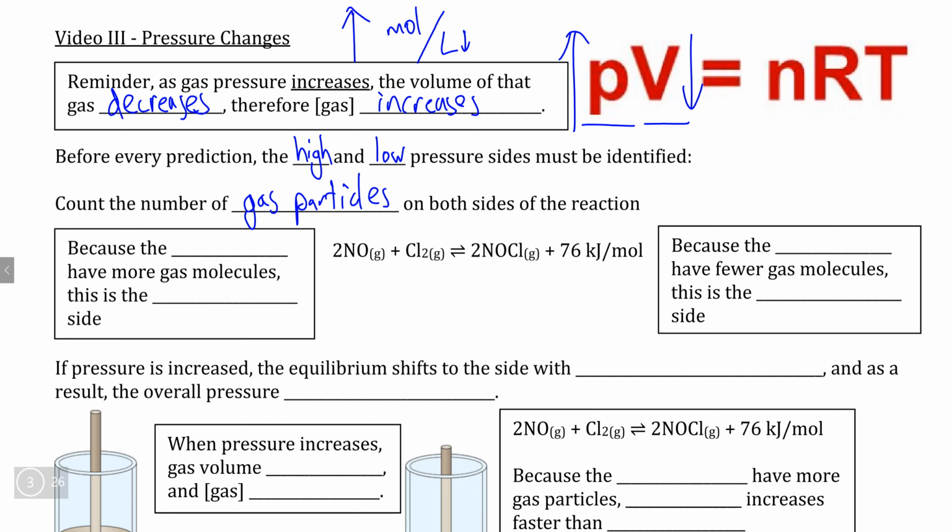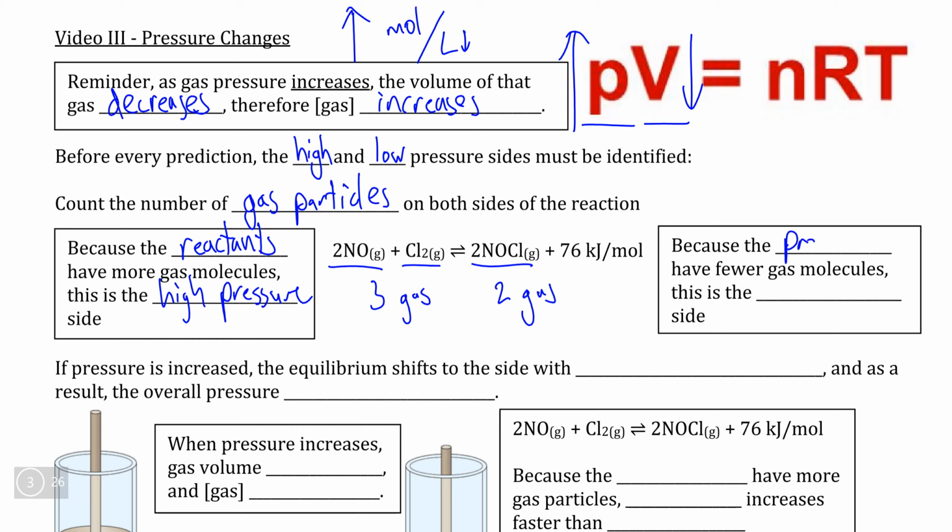and the products. For example, in our reactants, we have 2 molecules of nitrogen monoxide and 1 molecule of chlorine, for a total of 3 gas particles in the reactants, whereas we only have 2 gas particles in the products. So because the reactants have a greater number of gas molecules, those gas molecules can exert more force than 2 molecules, and therefore the reactants are what we consider the high pressure side, because the more gas we have, the more pressure it is able to exert.